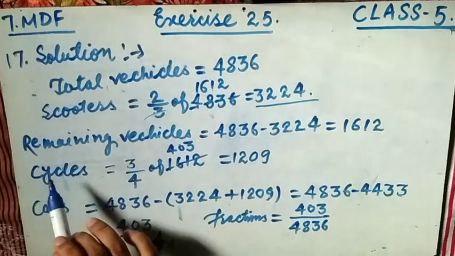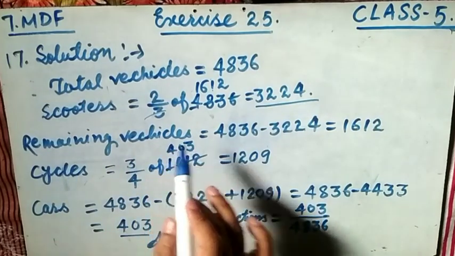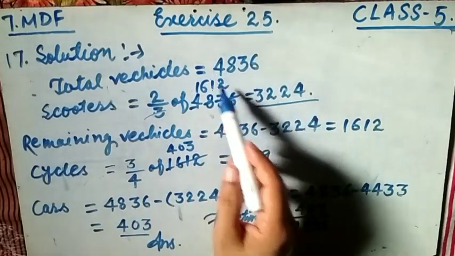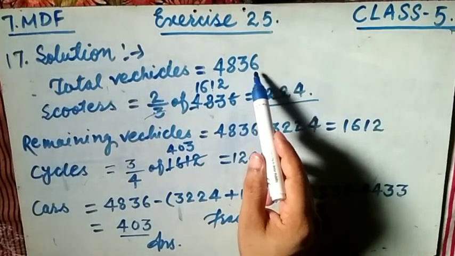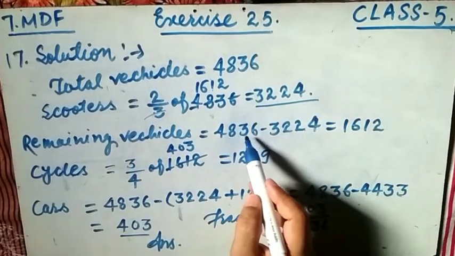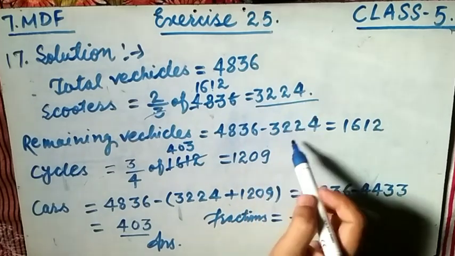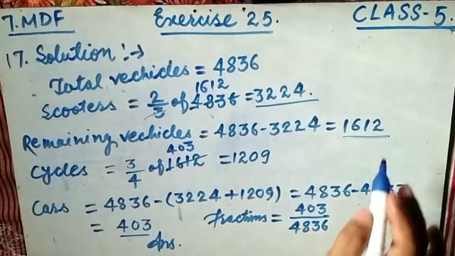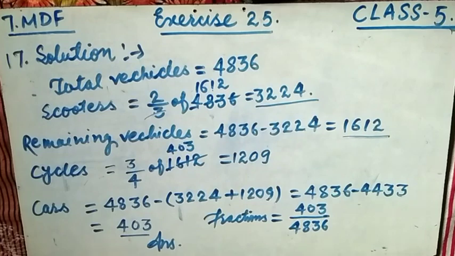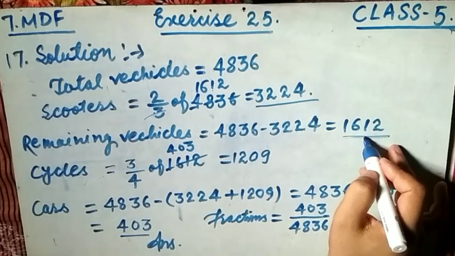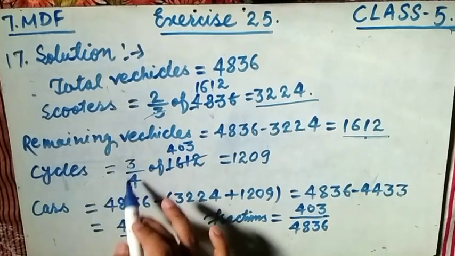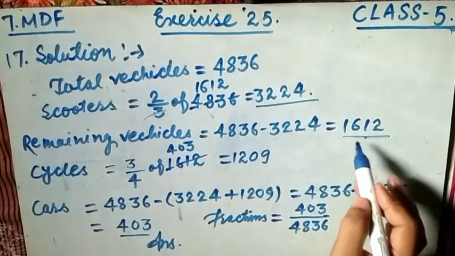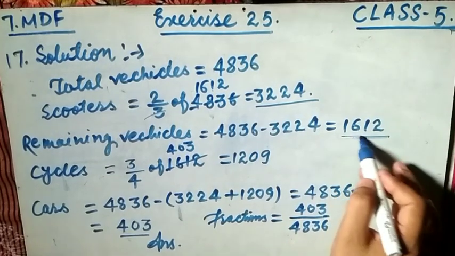Now for the remaining vehicles, we have to subtract the number of scooters from the total vehicles. Here 4836 minus 3224 becomes 1612. Now the next statement says of the remaining vehicles, 3/4 are cycles. Now the number of cycles is 3 by 4 of the remaining vehicles. The remaining vehicles is this.